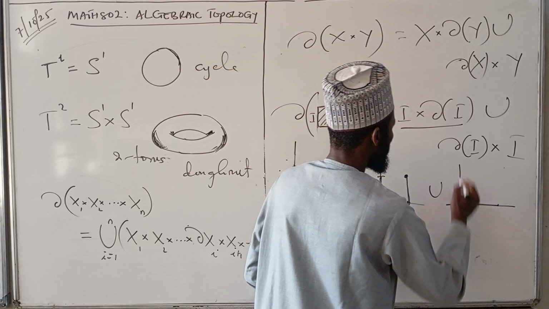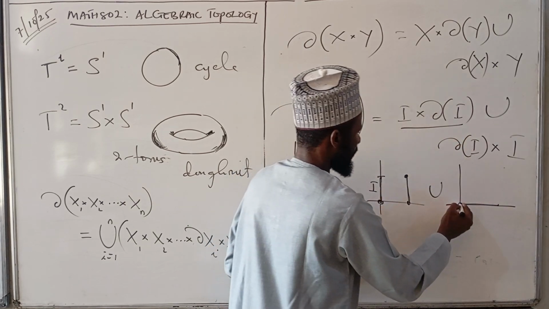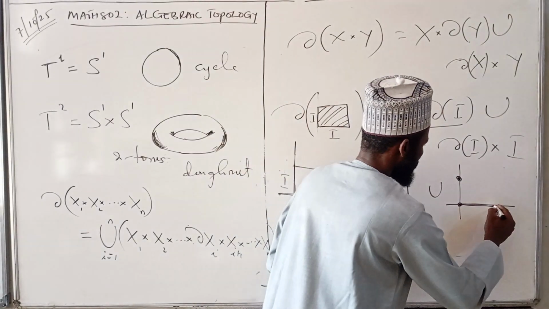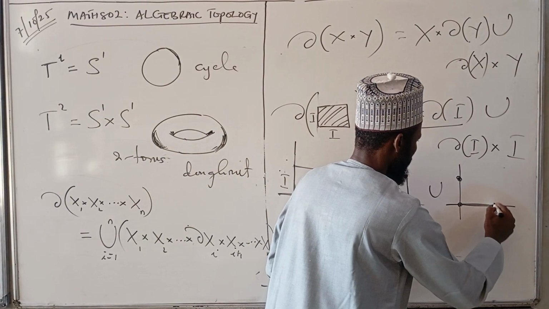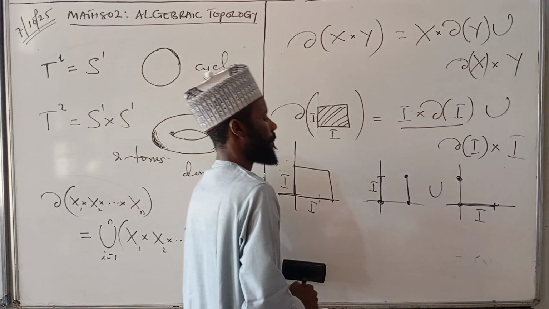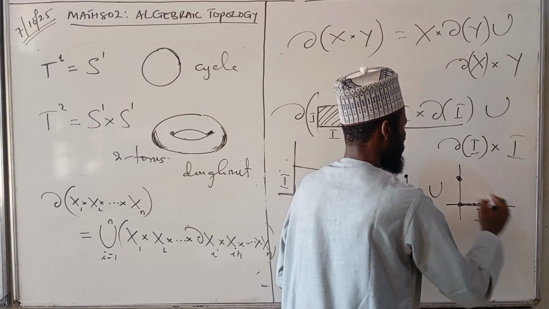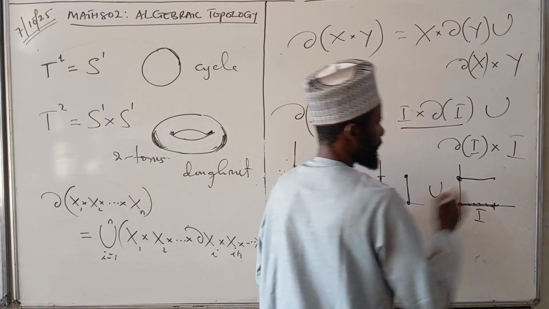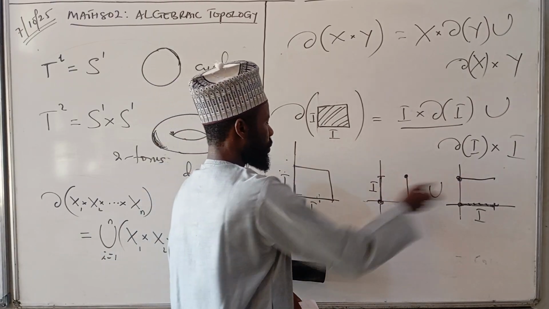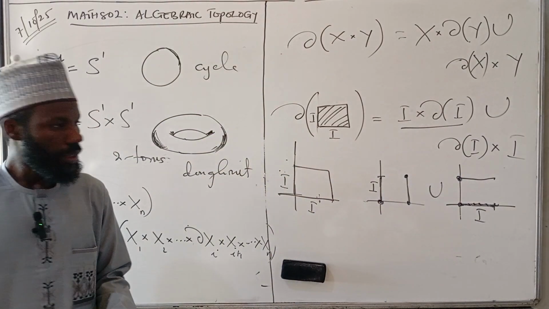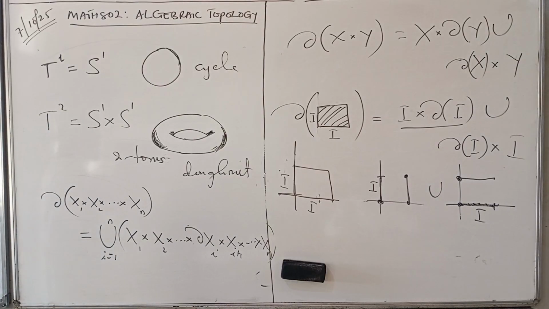Take the boundary of the first I here in the horizontal axis, which are these two points, and then with this I, you take the cross product with this I. And then what will be the cross product? It will be this line here and this line over here. So you take this union, you get the boundaries. Are you following? So you can see it clearly here.